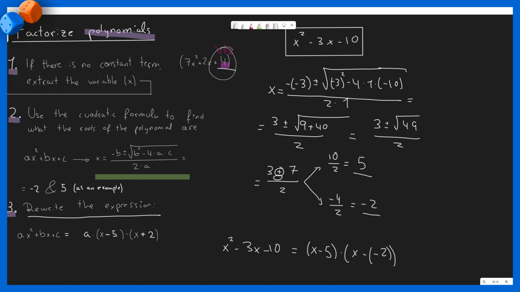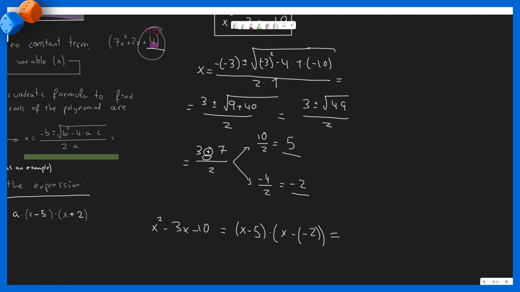Because we will have to change the sign of the root. So if we have a minus sign, once we multiply it by -1, we will get a plus sign. The point is that in this expression, its factorized form would be x minus 5 times x plus 2, which are the roots of our polynomial with the opposite sign.